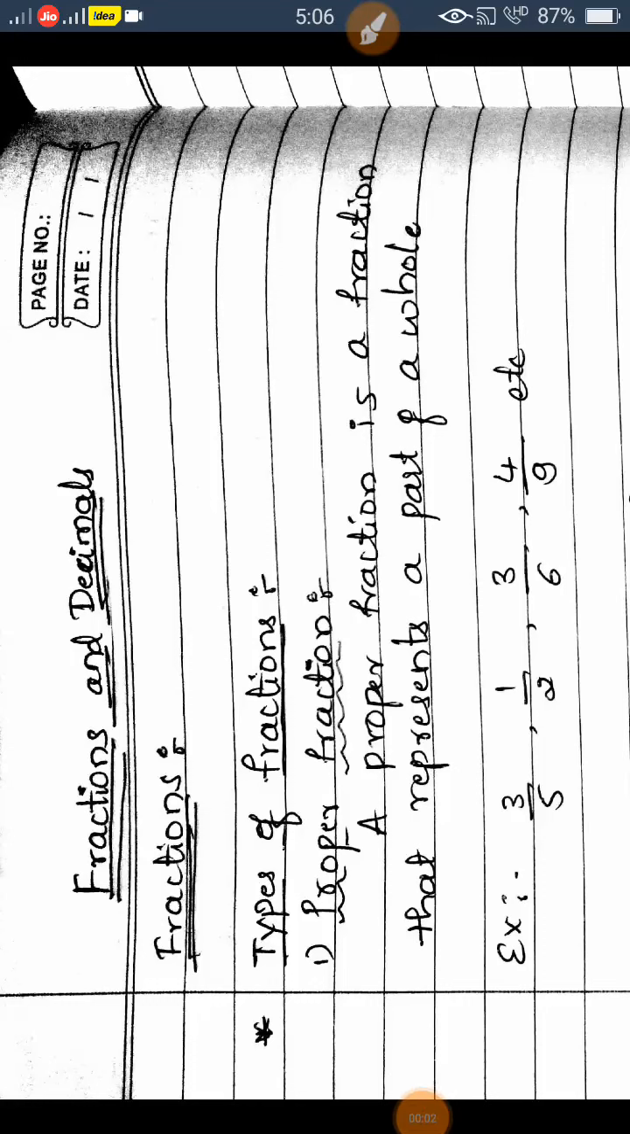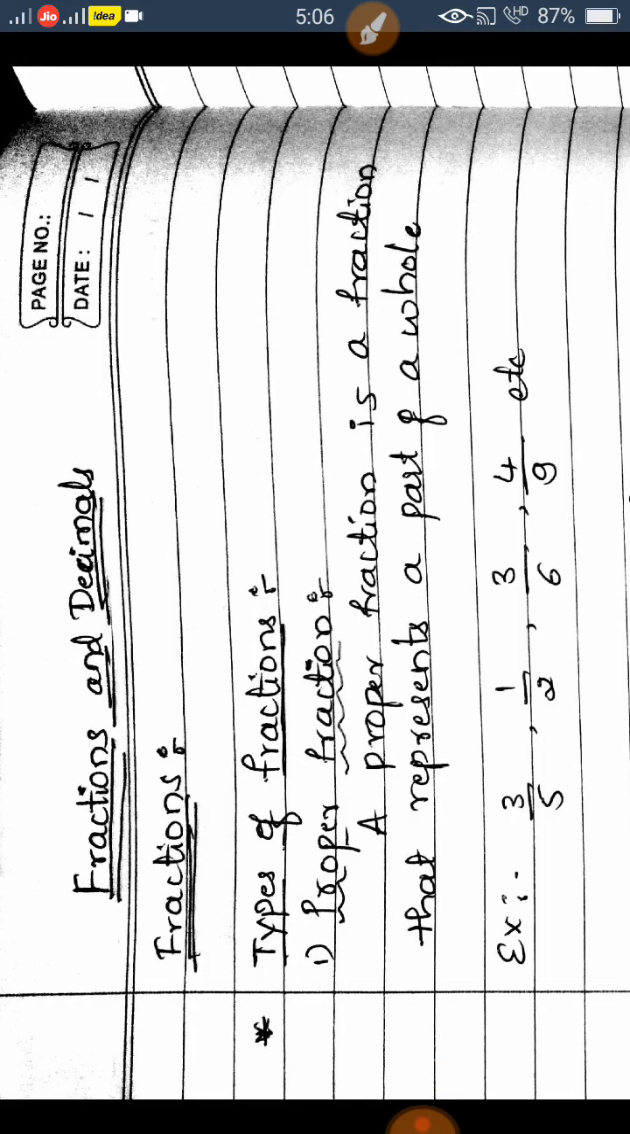Hello students, so this is your new chapter, fractions and decimals. The first lesson, integers, was completed, so we can continue with the second lesson, fractions and decimals.